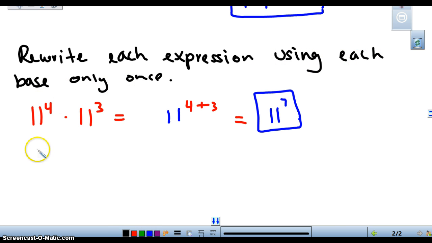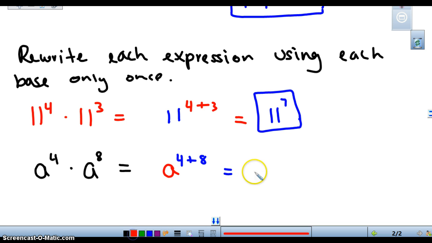So could we try this again? Let's say we have a to the 4th power times a to the 8th power. What is the base here? A is your base. And what do we do to the exponents? Add them. A to the what power?